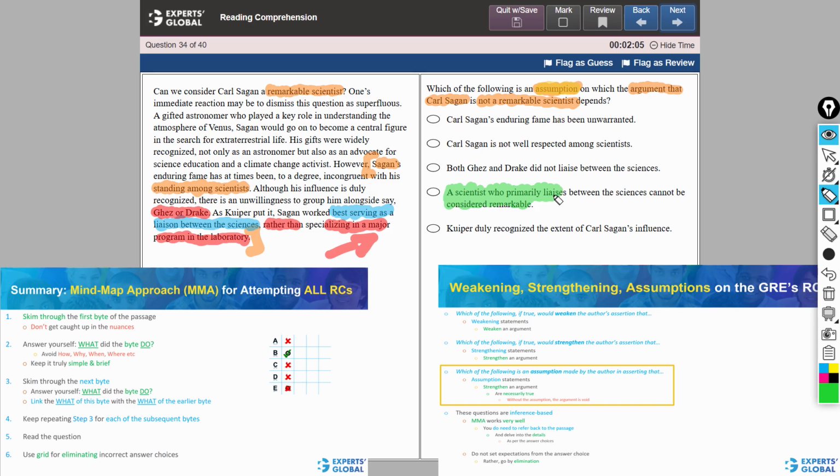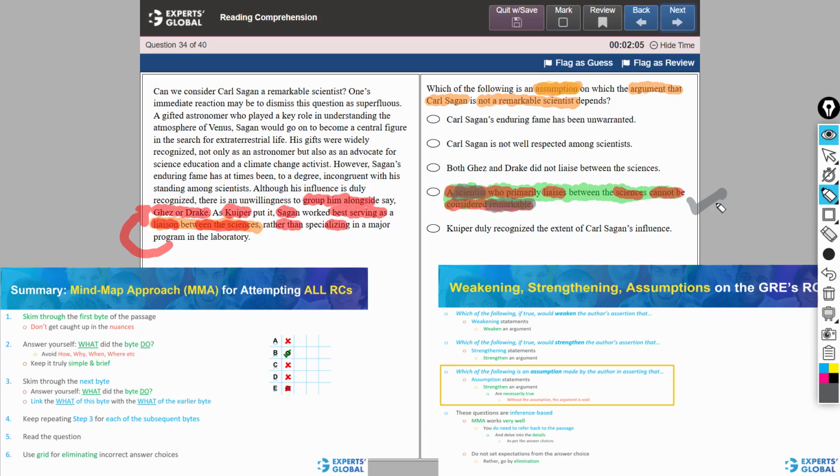Answer choice D hits the nail on the head by pointing out the assumption that if a scientist primarily liaises between the sciences, he cannot be considered remarkable. Once again, the argument of this specialist is that our scientist best served as a liaison between the sciences rather than doing something else, implying that this is the reason why our scientist cannot be grouped alongside these greats. The assumption here is that doing this nature of work cannot make a scientist remarkable. Choice D is the correct answer choice.